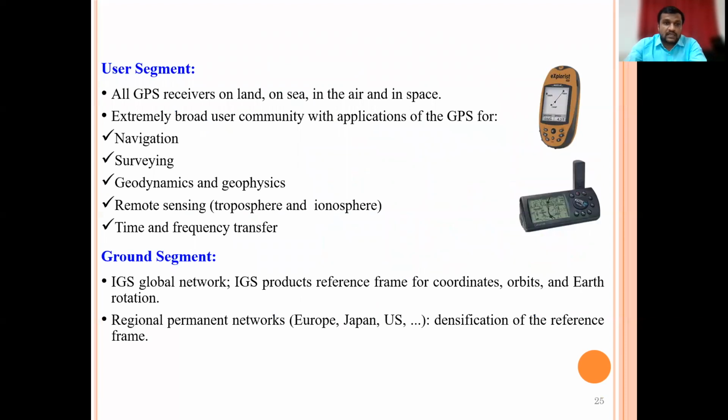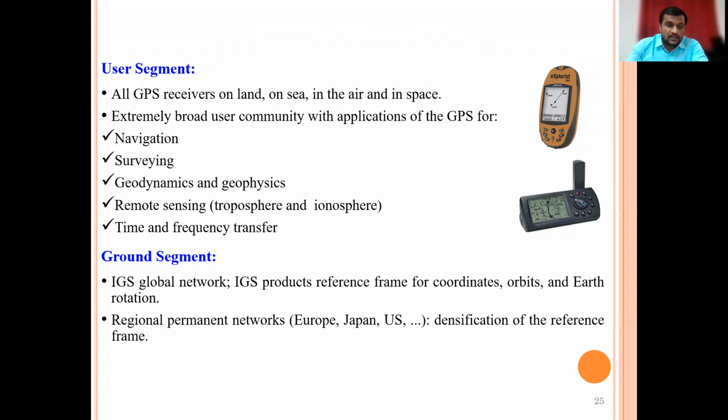User segment: we are the users on the ground, and we have GPS receivers on land. We can use them at any location on the earth surface. We have an extremely broad user community that uses GPS for navigation purposes, surveying, geodynamics, geophysics, and remote sensing studies like the study of tropospheric and ionospheric concentration, and time and frequency transfer.